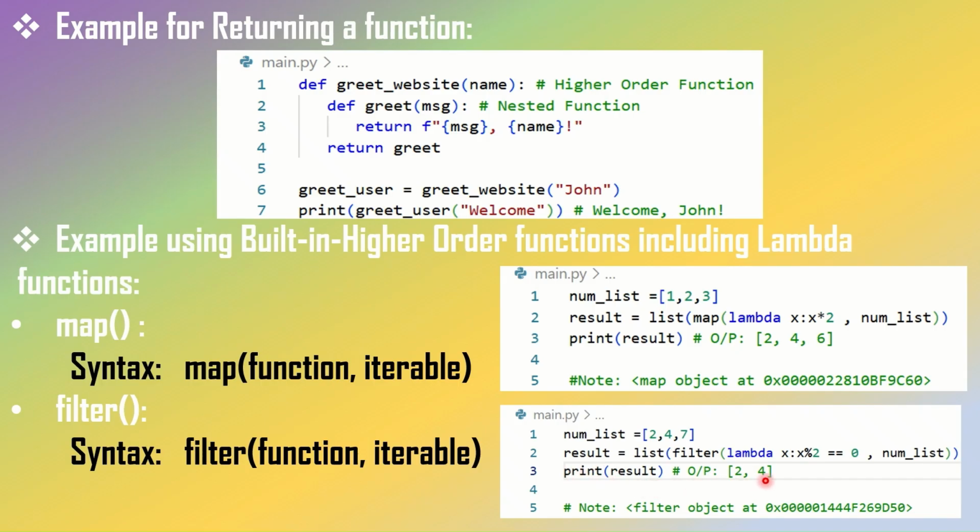So the output will become 2 comma 4. The first item is a 2. It checks this condition on this item. 2 divided by 2 is equal to 0, the condition becomes true, it returns true. Whatever element satisfies the condition will be stored in the list. And so on, the last item will not satisfy the condition. 7 divided by 2 is not equal to 0. So that is omitted from the list, since it will not satisfy the condition.